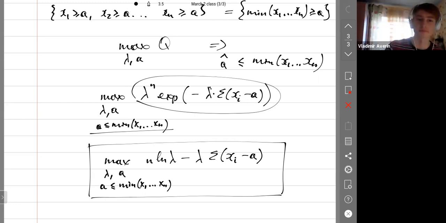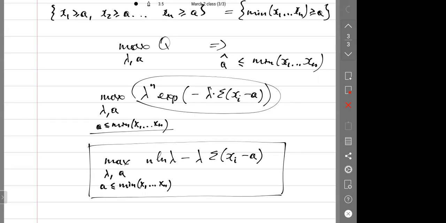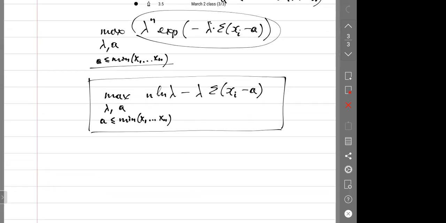Okay, there are many ways we can do it. But first, one more question: why do I ignore the condition lambda greater than 0? Why am I ignoring it? It's also an inequality.